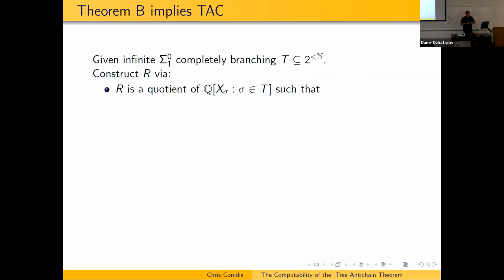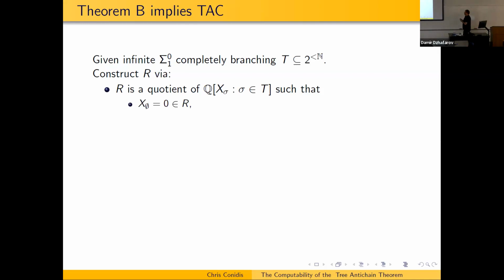So the other direction is that theorem B implies this tree antichain theorem. And for that, given a computably enumerable complete branching tree, we need to construct a ring that models the behavior of this tree. And this construction is maybe a bit easier to follow. So what I want to do is, I start with the tree. I want to build a ring whose primes, whose minimal primes, model the tree in a nice way.